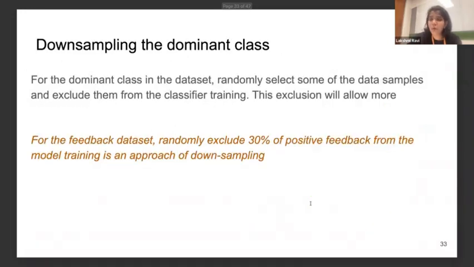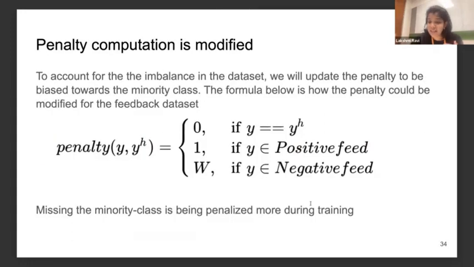So how can we improve this? One way is downsampling the dominant class, randomly throwing away some of the positive feedback data and then feeding it into the model. And then the inverse of it, upsampling the class that is imbalanced. So for the negative feedback, randomly repeating some of the samples.